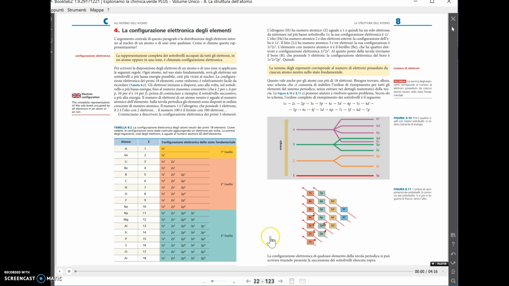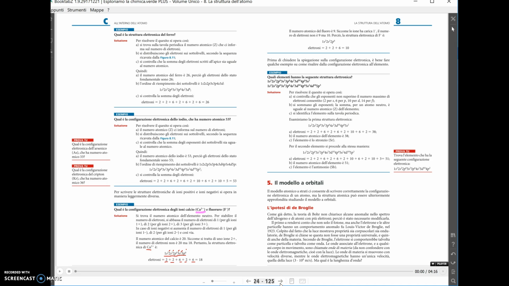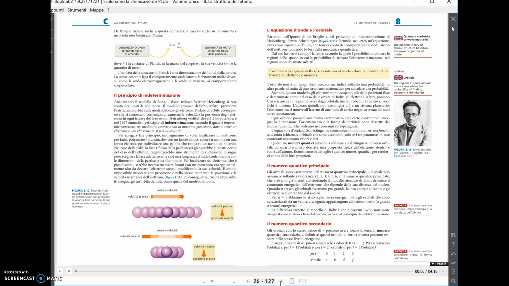E. Orbital model. Orbitals are the regions of space around the nucleus where there is the highest probability of finding electrons. From the wave equation, quantum numbers are obtained which describe the characteristics of the orbitals and the distribution of electrons. The principal quantum number n specifies the energy content of the electron, which depends on the distance from the nucleus. n therefore defines the dimension of the orbital.